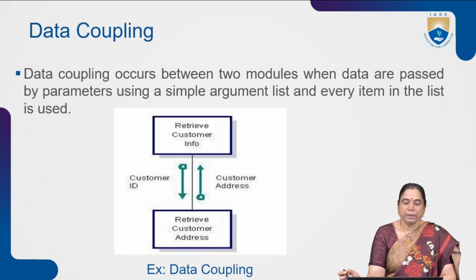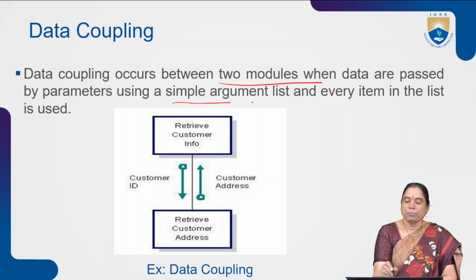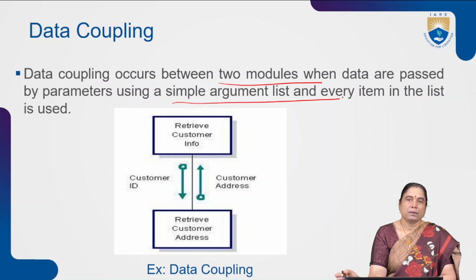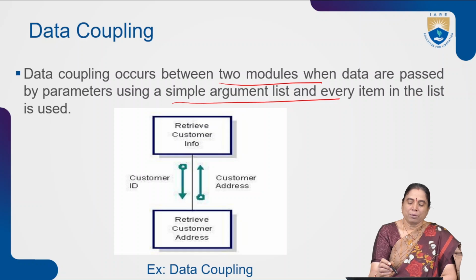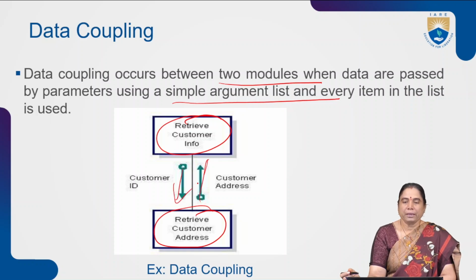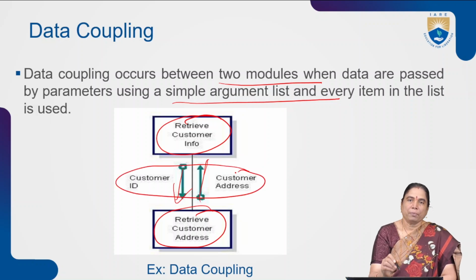What is data coupling? Data coupling occurs between two modules when data are passed by parameters using a simple argument list, and every item in the list is used. So data coupling is used during function calls in programming languages. For example, retrieve the customer address: the customer ID and customer address can be shared between the called function and the calling function. This is data coupling.